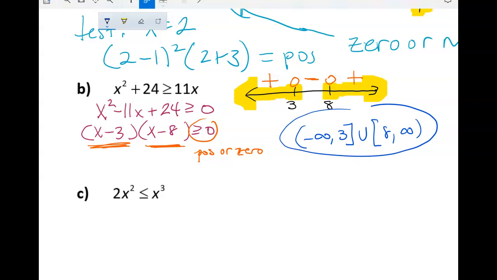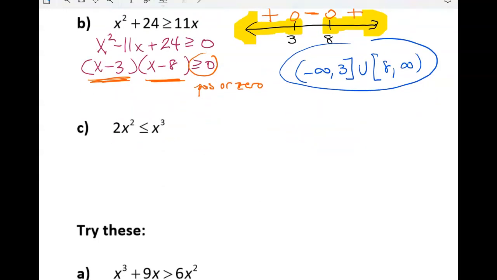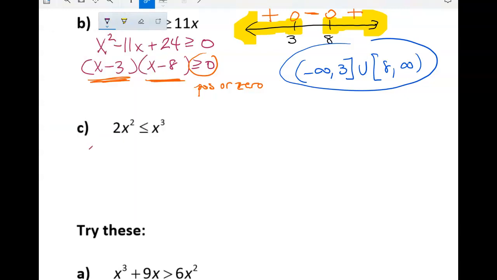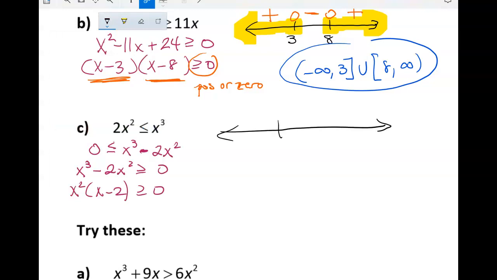All right, one last example before you try this on your own. 2x squared less than x cubed. Suggestion, when I move things around here, I would bring everything to the side of the inequality where you have the highest degree term as a positive coefficient. So then I'm going to just turn the inequality around and rewrite it as x cubed minus 2x squared is greater than or equal to 0. Factor out your x squared. So your number line has zeros of 0 and 2.